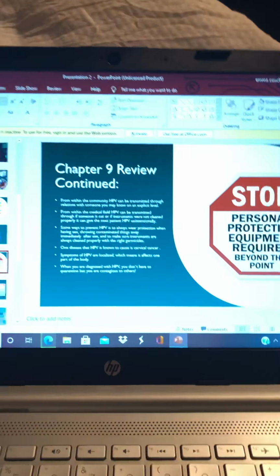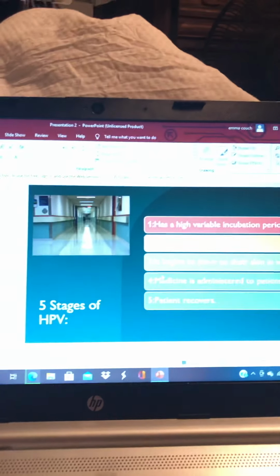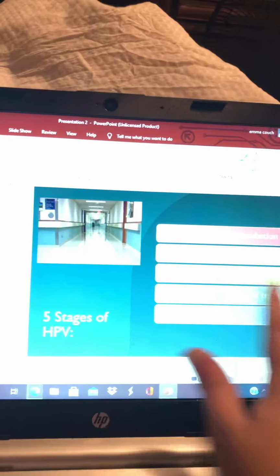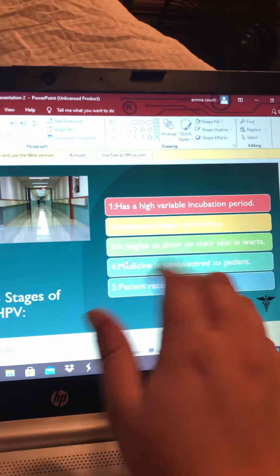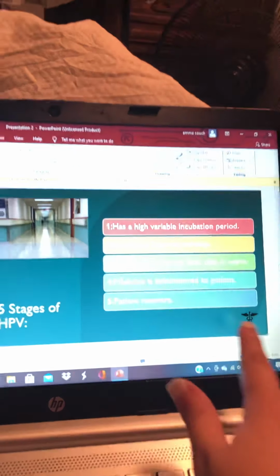And when you are diagnosed with HPV, you don't have to quarantine, but you are contagious. These are the 5 stages of HPV. It has a high incubation period, and then the symptoms begin to develop. Then it begins to show on their skin and more, and then medicine is administered, and then the patient recovers.